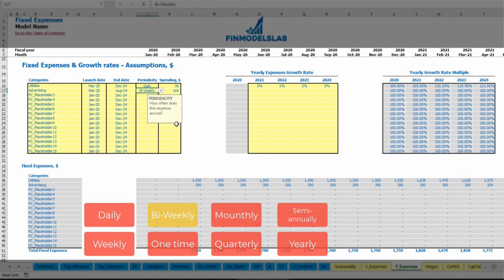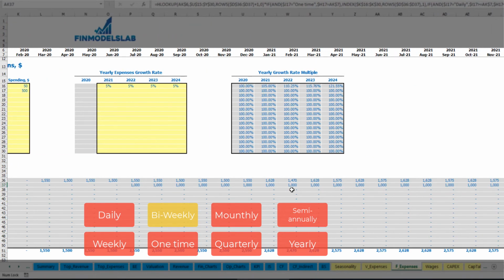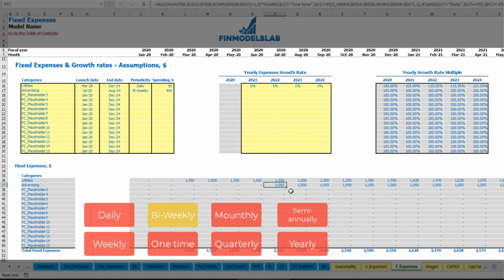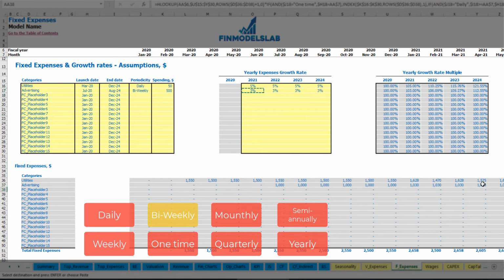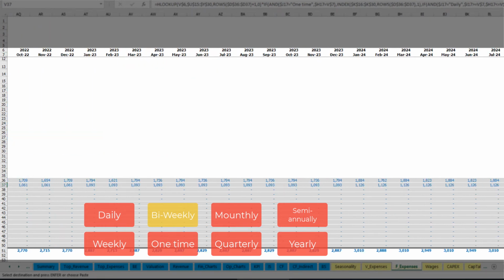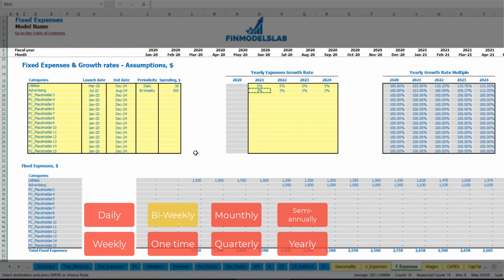Another option is bi-weekly, for example, $500. You can start from July, for example, and you'll have 2 payments, which is 2 bi-weekly payments within the month. $500 multiplied by 2, you have $1,000 per month. Again, you can input some growth rate, and you will see that your advertising expenses will grow year over year till August 24, which is the last date of this expense type.